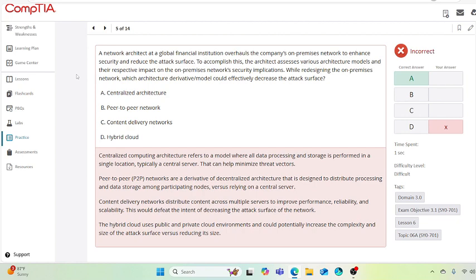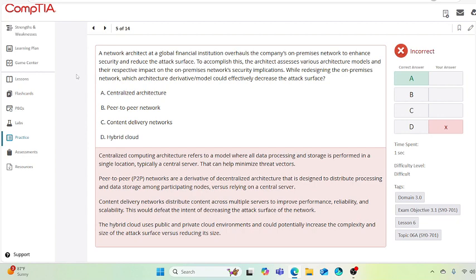A network architect at a global financial institution overhauls the company's on-premises network to enhance security and reduce the attack surface. To accomplish this, the architect assesses various architecture models and their respective impact on the on-premises network's security implications. While redesigning the on-premises network, which architecture derivative model could effectively decrease the attack surface?